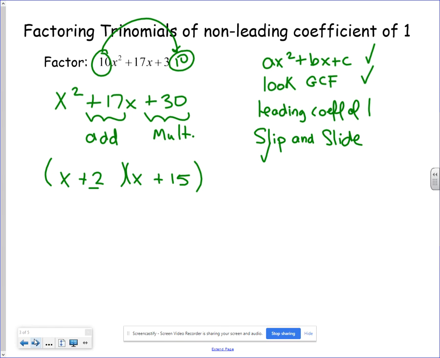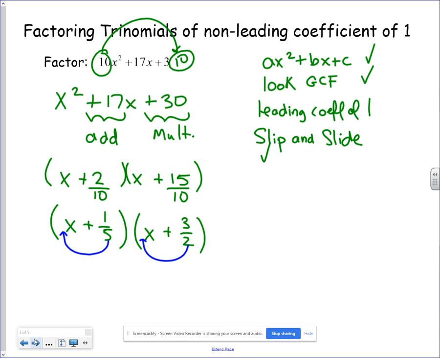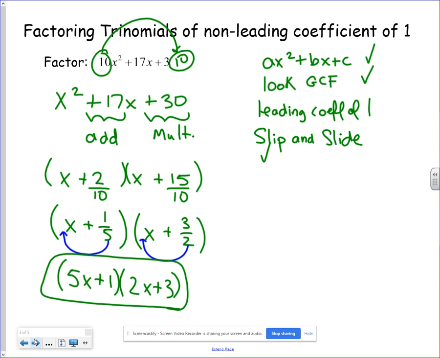So I've got to slide the 10 that I slipped in the beginning back into our problem, and then reduce. 2 over 10 reduces down to 1/5. 15 over 10 reduces down to 3/2. And then last, if you end up with fractions, let's get rid of the fractions by taking our denominator and moving it to the coefficient of the x in each of the expressions. So we get the quantity 5x plus 1 times the quantity 2x plus 3. So these are my factors of this expression here.